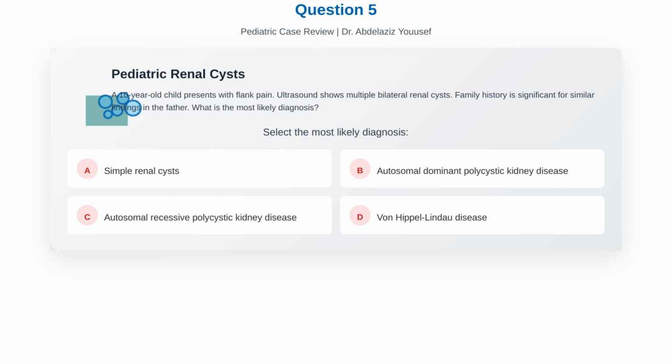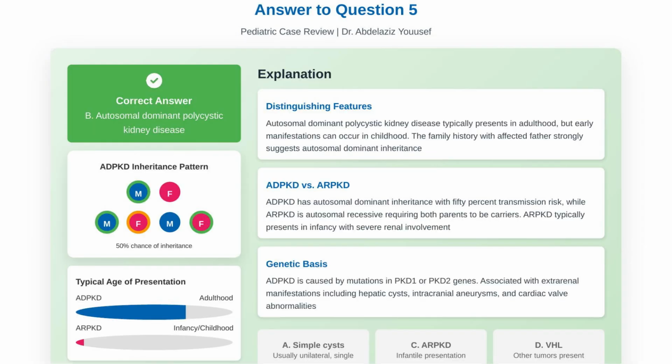Consider the age of presentation, the pattern of inheritance suggested by the family history, and the typical clinical features of each condition. The bilateral nature of the cysts and the positive family history are important clues to guide your diagnosis. The correct answer is B, autosomal dominant polycystic kidney disease.